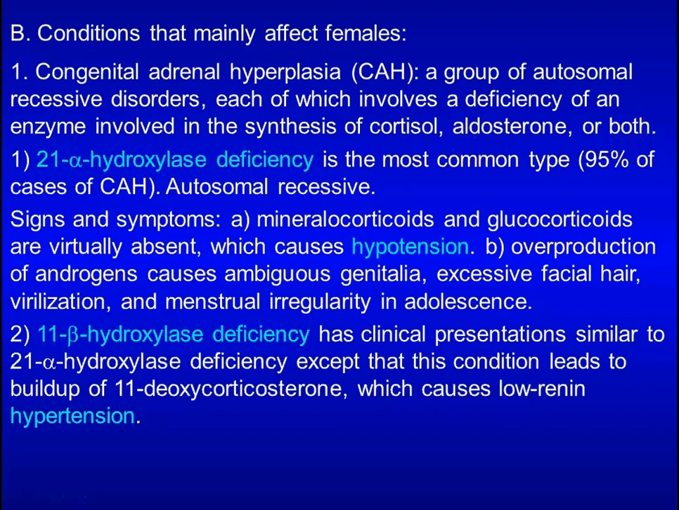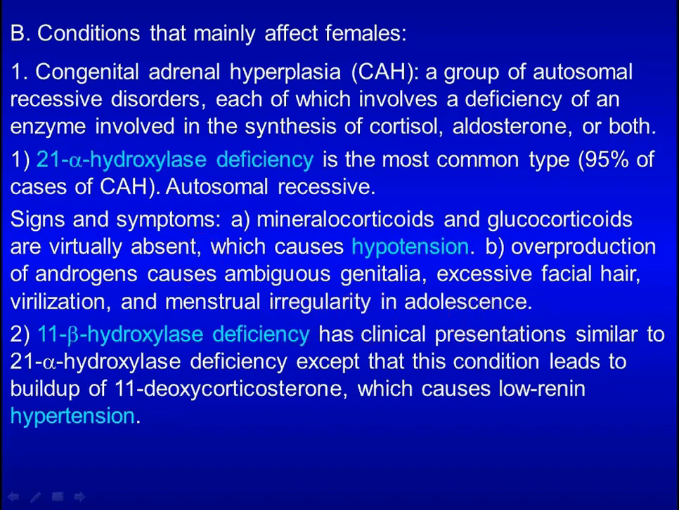The first one is 21-alpha hydroxylase deficiency. It is the most common type of congenital adrenal hyperplasia. In these patients, mineralocorticoids and glucocorticoids are virtually absent, which causes hypotension. Overproduction of androgens causes ambiguous genitalia, excessive facial hair, virilization, and menstrual irregularities in these females.